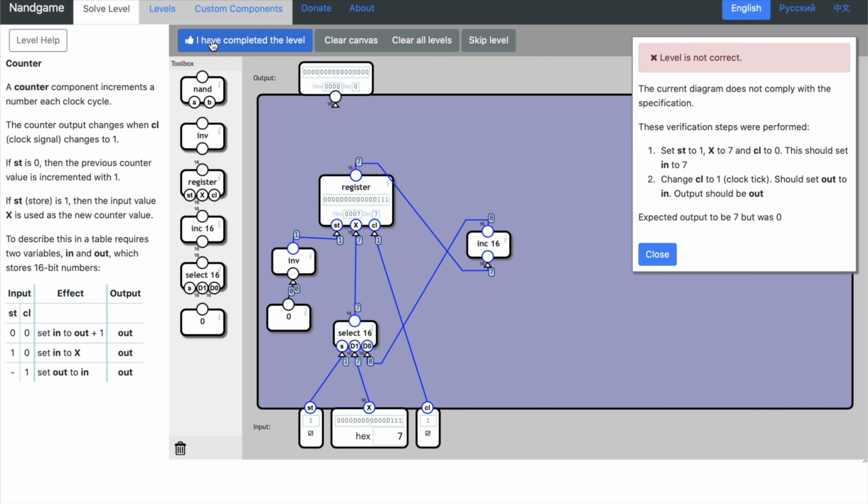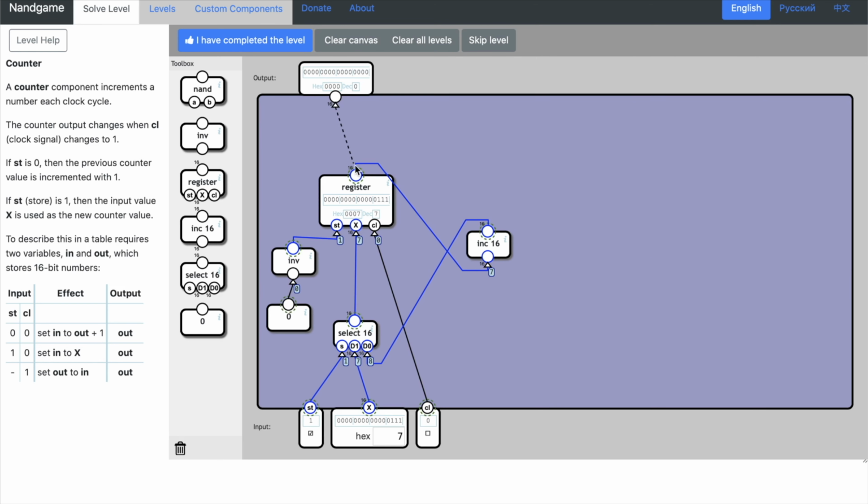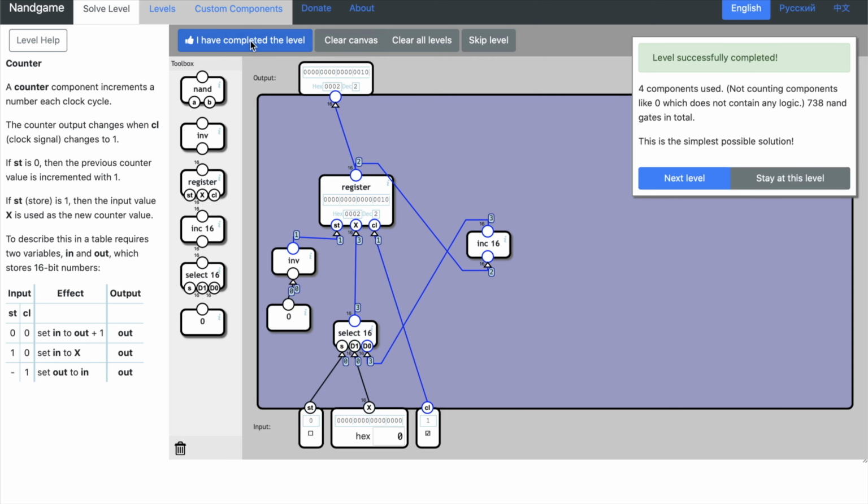Level is not correct. The current diagram does not comply to the specification. And then they give us the tests here, and they tell us what they think they're going to be. Somehow we have made a mistake. What did we do? Okay, set ST to 1, set X to 7, and clock to 0. This should set in to, oh, yes, I forgot to plug it in. There we go.